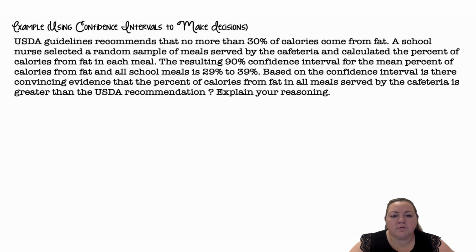Using confidence intervals to make decisions. USDA guidelines recommend that no more than 30% of calories come from fat. A school nurse selected a random sample of meals served by the cafeteria and calculated the percent of calories from fat in each meal. The resulting 90% confidence interval for the mean percent of calories from fat in all school meals is 29% to 39%. Based on the confidence interval, is there convincing evidence that the percent of calories from fat in meals served by the cafeteria is greater than the USDA recommendation?